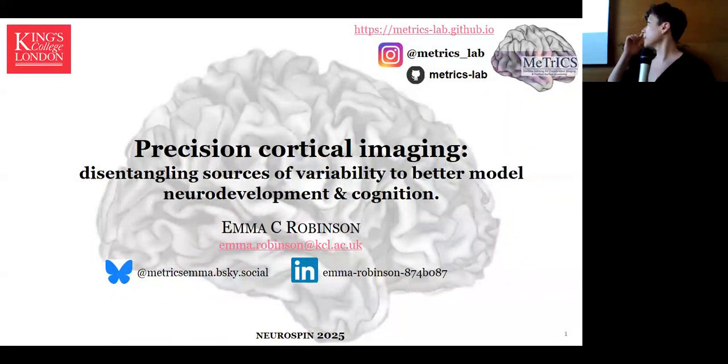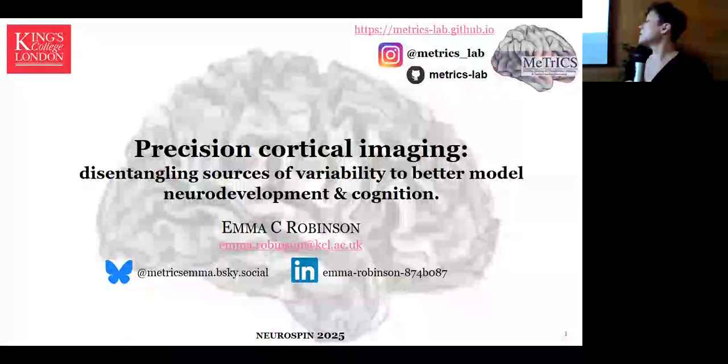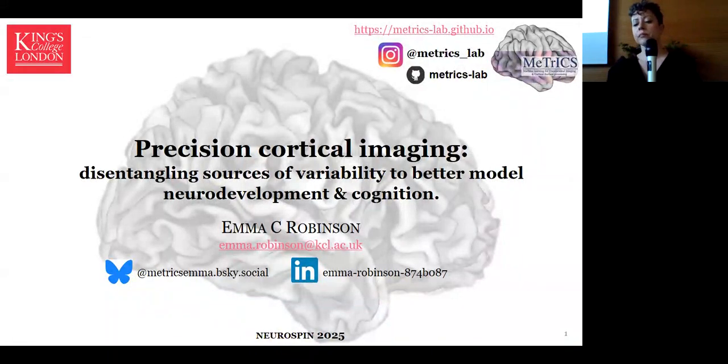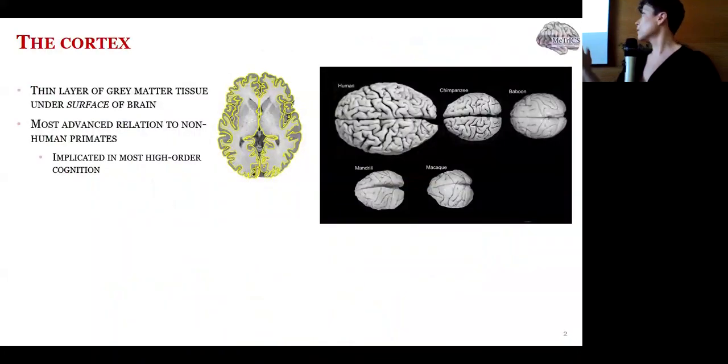So today I'm going to talk about work that I do in my lab to try and improve the precision with which we can compare cortical imaging data across populations in order to better understand neurodevelopmental and cognitive phenotypes. We are taking a two-pronged attack to this, so we're trying to improve both classical methods based on image registration and increasingly learning-based methods for reasons that will become apparent as I go through my talk.